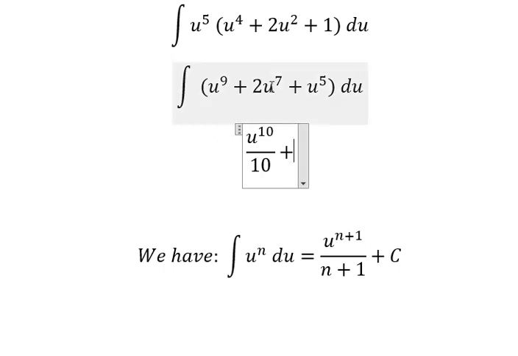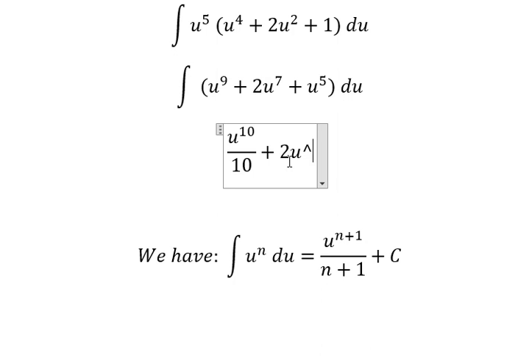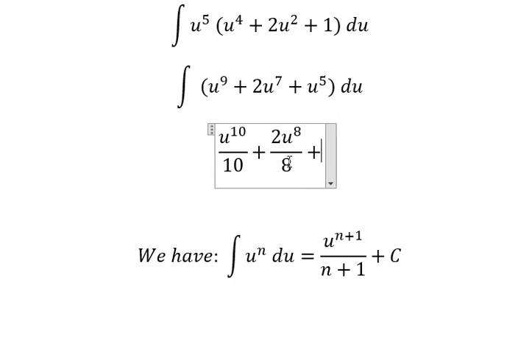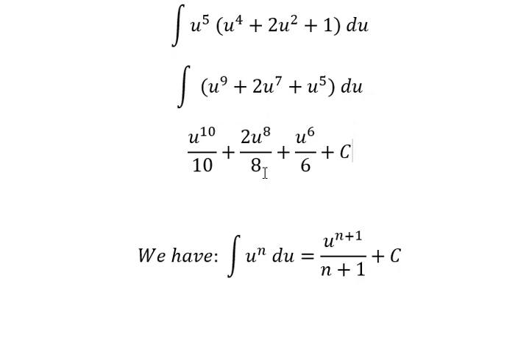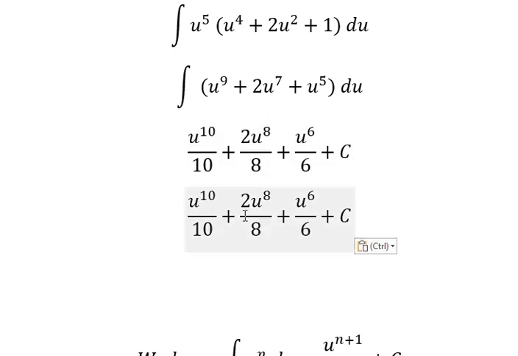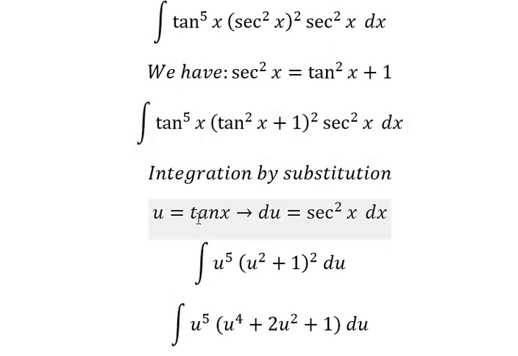Now we can do similar for this one and this one. So 2 divided by 8, we have 1 over 4. This is about simplifying. About u, that is tan x.